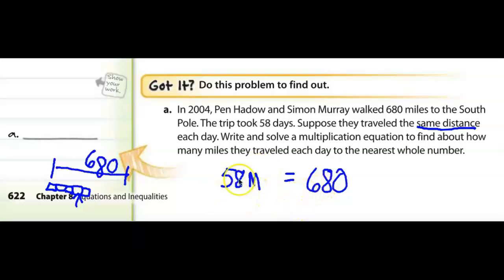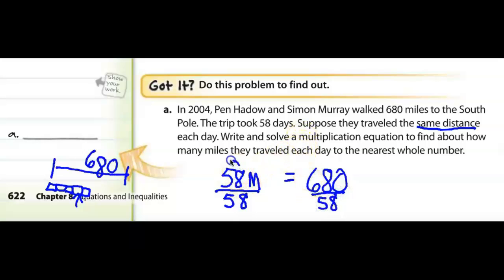Okay, so how do we get rid of this? If we are multiplying, what is the inverse of multiplication? Please answer that. All right, if you said division, you're right. And so basically division is almost the same as fractions. So we're going to do the division symbol like a fraction. 58 times miles divided by 58. And so if we do that to this side, we have to do it to the other side as well.